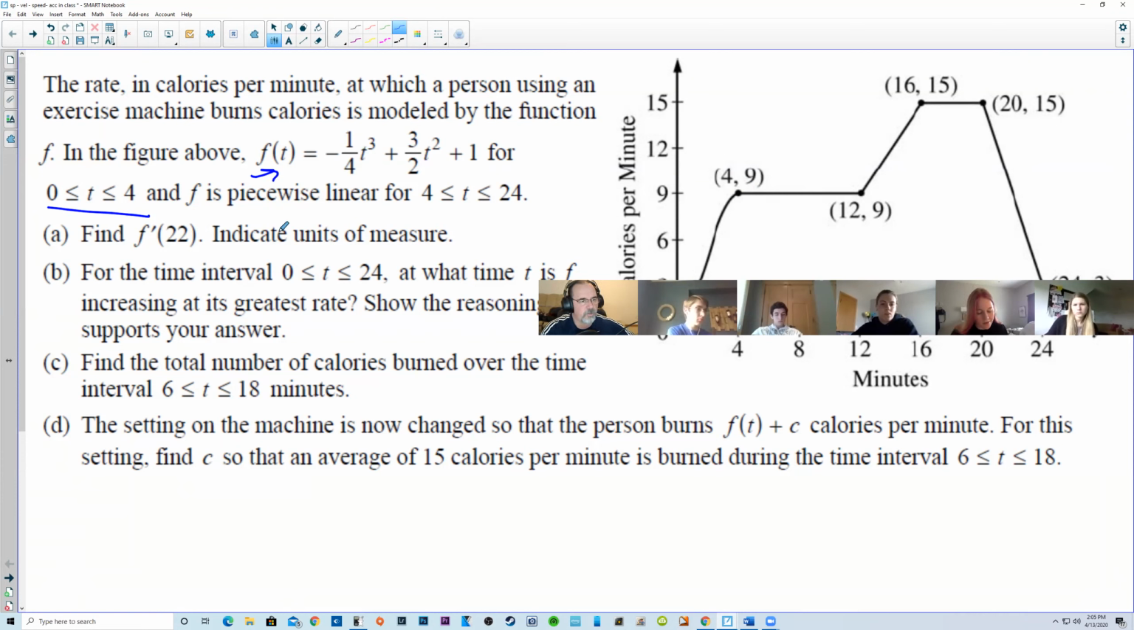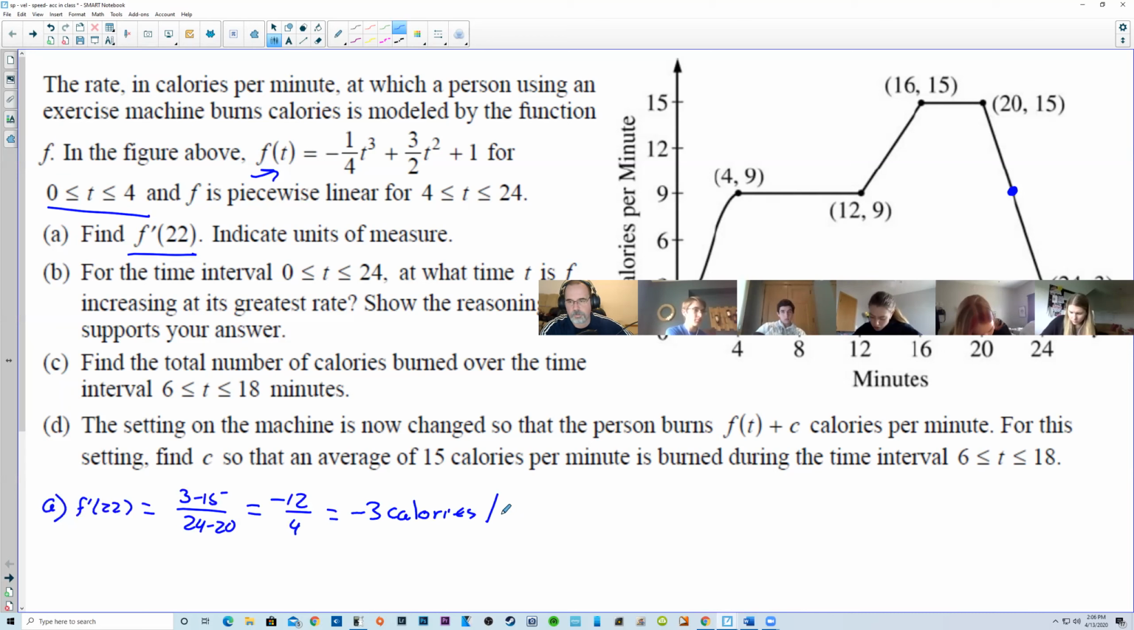A, find F prime of 22 and indicate units of measurement. F is calories per minute. So that right there is about where 22 is. They want the derivative or the slope. So letter A is old fashioned slope, y2 minus y1. So F prime of 22 is (3 minus 15) over (24 minus 20). Negative 12 over 4, so negative 3, and we'll put calories per minute squared, because it's the rate of the rate. It's really the acceleration, I guess you could call it.